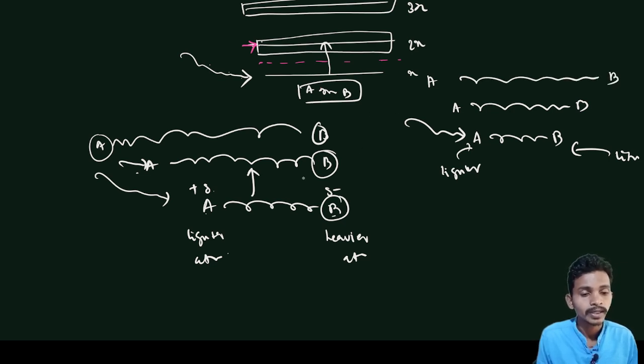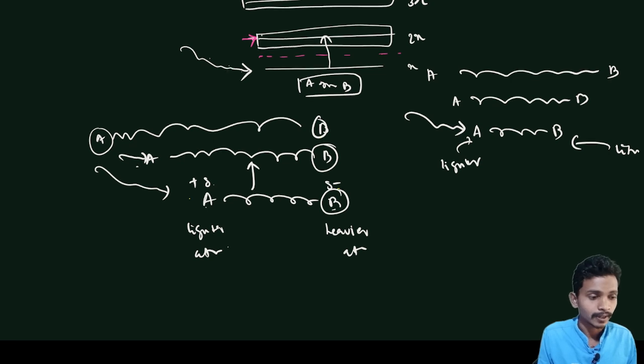So both ways are possible. Both ways vibrations can happen: both can change their relative positions, or if one is heavier and one is lighter, then the heavier one does not change its relative position and the lighter one is changing its relative position. So both ways vibrations can happen.